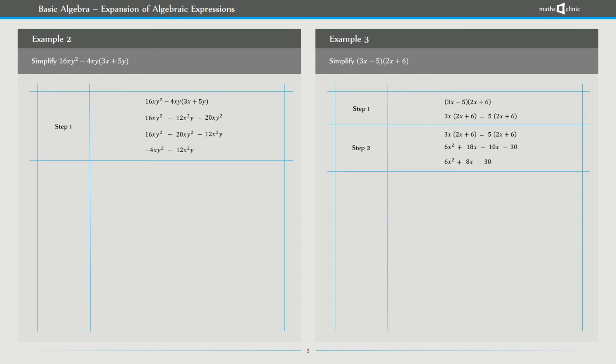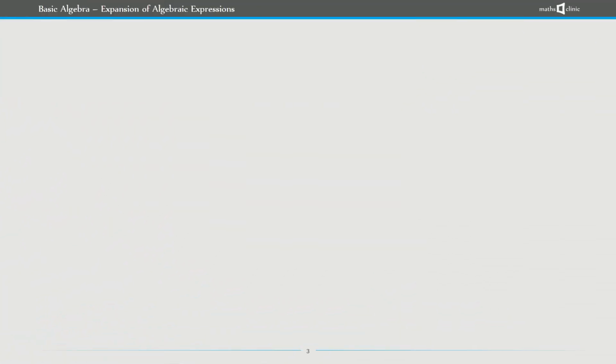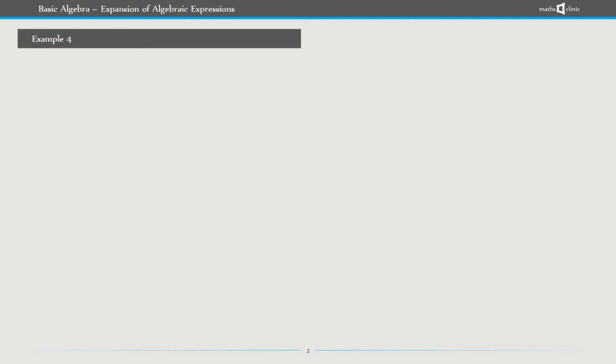So let's do one last example. I told you expansion is really easy. So let's do one more example. Example 4. And example 4 says evaluate 4 multiplying x plus 2y multiplying 3x minus y. So we do have two brackets multiplying each other. There's just one small difference. We're multiplying the whole thing by a number. So how do we go about doing this?